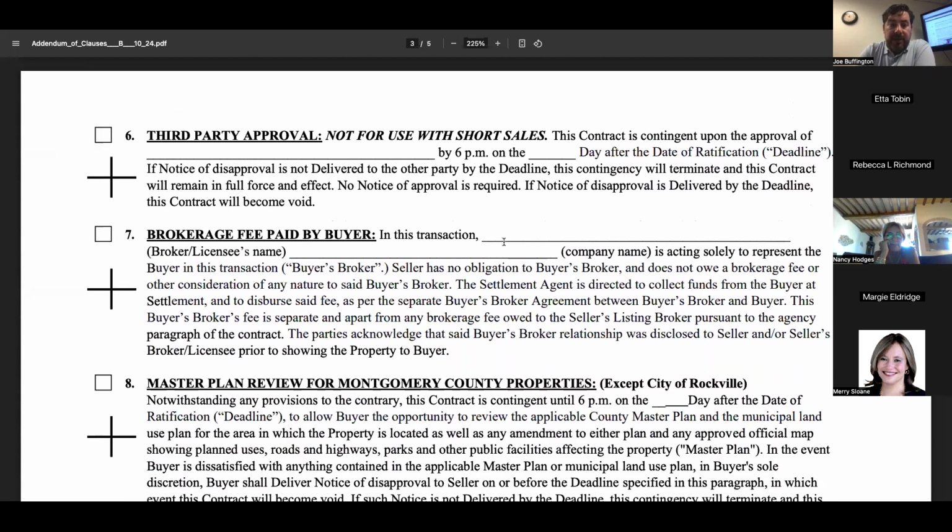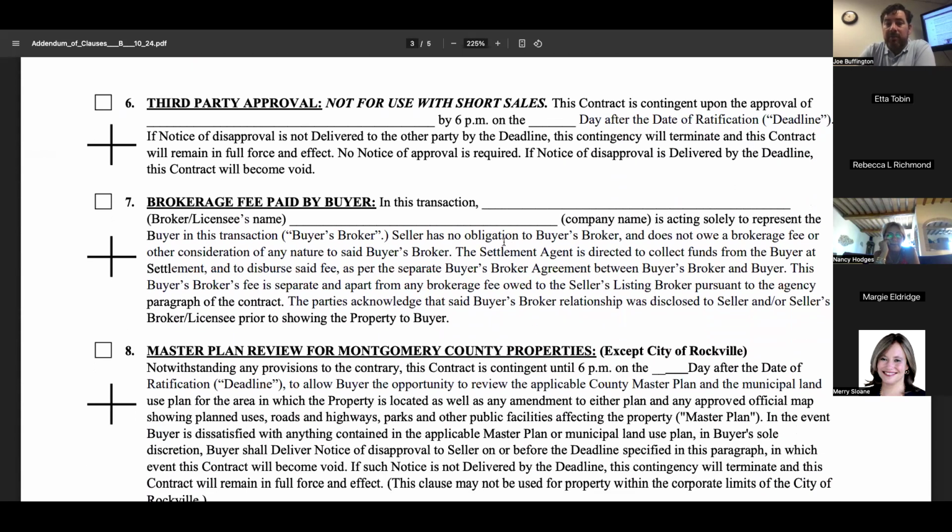All right, lead-based paint. 6, third-party approval. It's really rare. This is for potentially a trustee sale, or a court-ordered sale. Again, it could be one where the seller can sign off, but needs someone else to approve that. This is not for short sales. Some people used to use this for short sales, and it doesn't work with short sales.